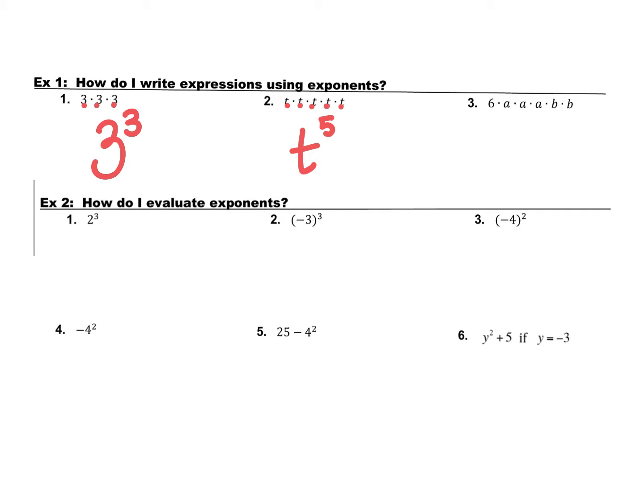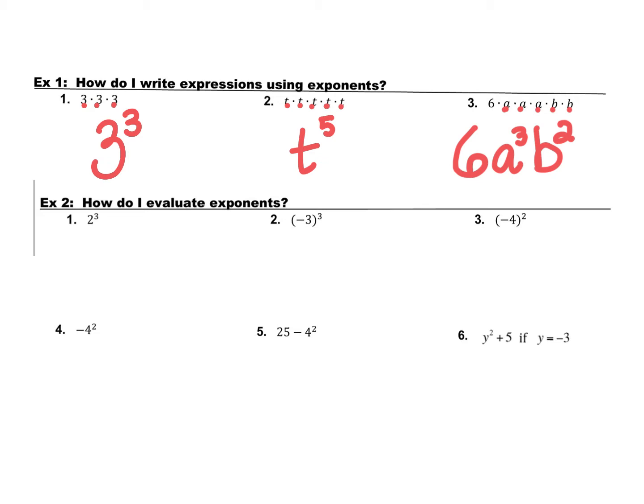In example 3, if there are different bases, we just have to do each one of them separately. So the 6 we just leave as a 6, and then we'll see a times a could also be written as a to the power of 3. And then we'll use the base of b, and b times b would be b to the power of 2, or it could be called b squared. And a to the power of 3 could be called a cubed.